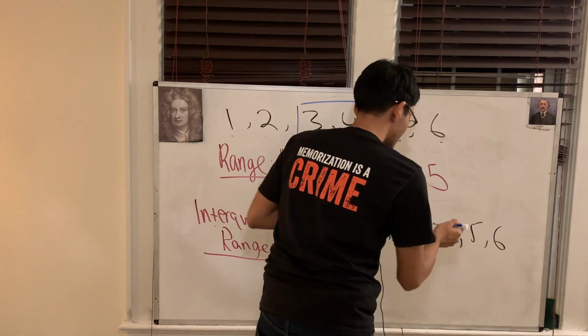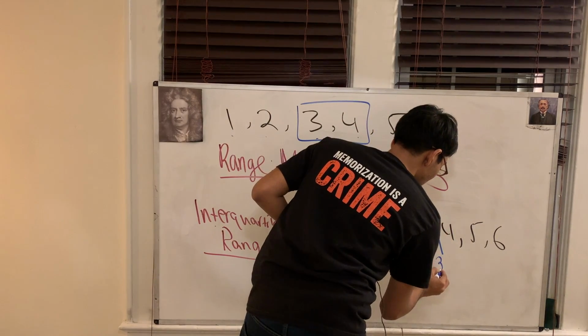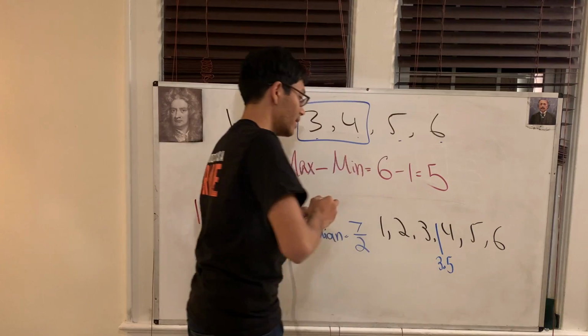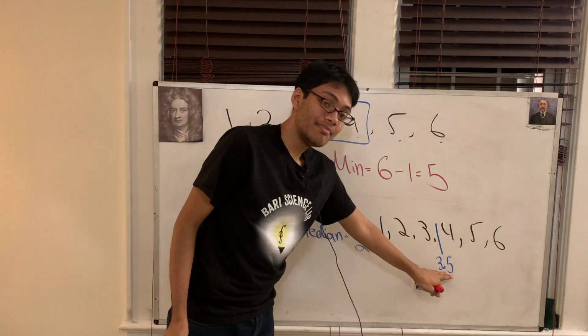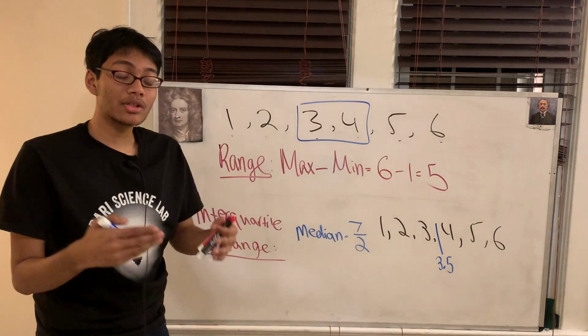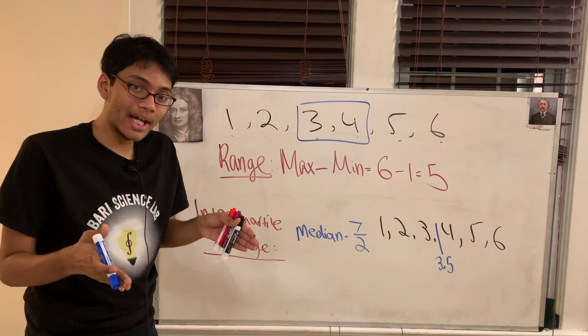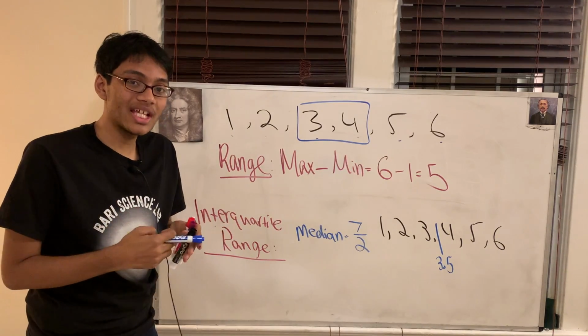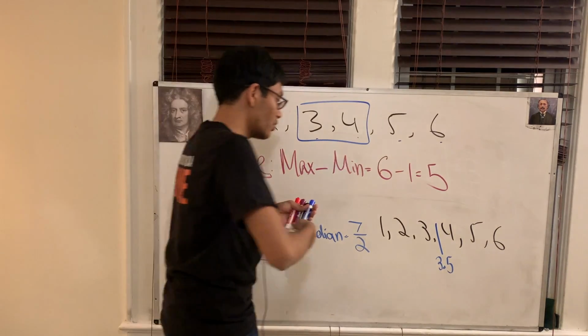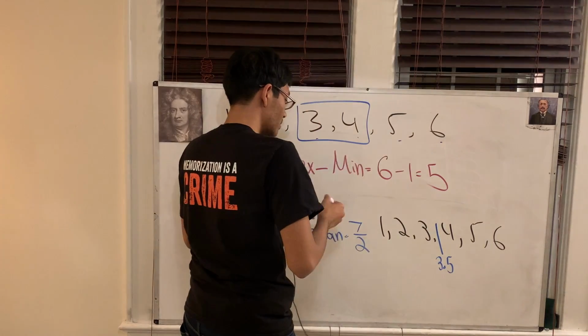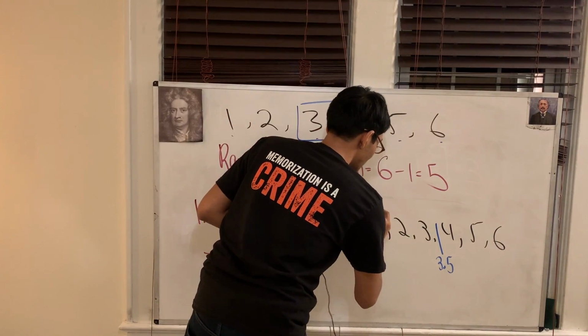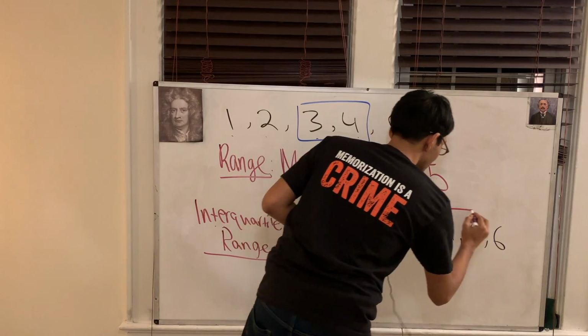But things get subtle, ladies and gentlemen. Because this right here is the median, but we want to calculate the interquartile range, and that's going to be the spread of the middle 50% of your data values. So now we need to calculate the median of this guy and the median of this guy.